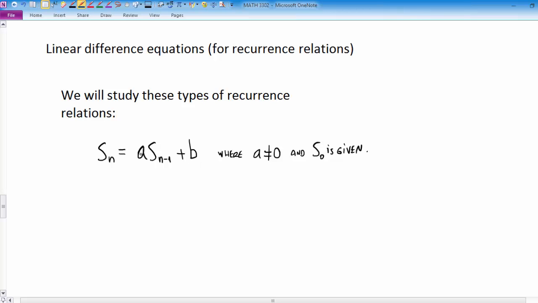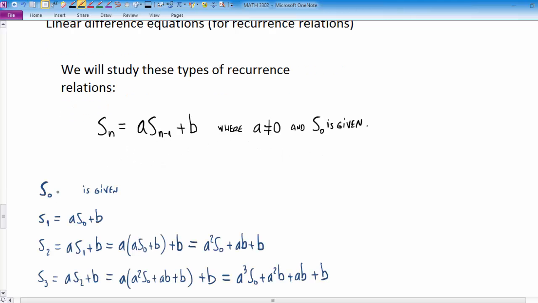Notice that if a is 0, then we don't have this term. This term will be 0, and then all the elements of the sequence of the recurrence relation will simply be b. And also S naught, or S0, is given. That means that this formula works for indices n equals 1 or greater.